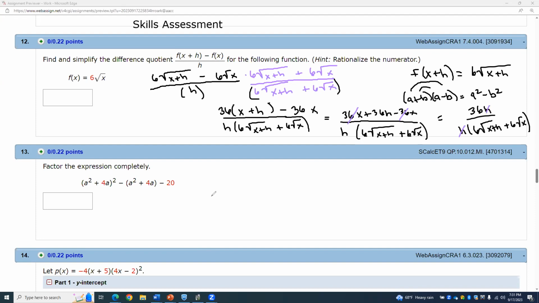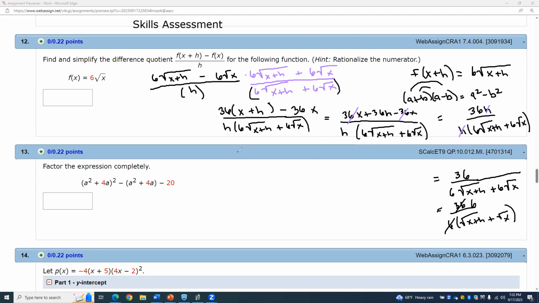So long story short, at the end of the day, we are left with 36 divided by, there's some extra 6's in here. I could probably factor those out, but it does say simplify, so I guess they want me to do that. So I have 36 divided by 6 times the square root of x plus h plus 6 times the square root of x, and I'll go ahead and factor a 6 out as well, because I can see that 36 and 6 would be nice to cancel out.